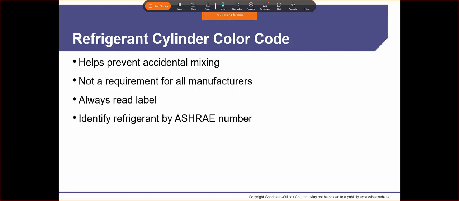It was supposed to help prevent accidental mixing. Well, it didn't. So now we're going to just have all race cylinders. All right, so you're always going to have to read the label and never put used refrigerant into a cylinder. That's also going to limit the amount of accidental refrigerant charging in a system.